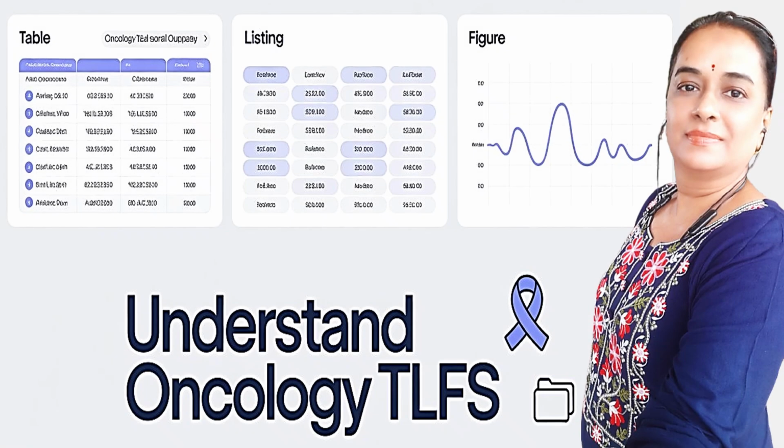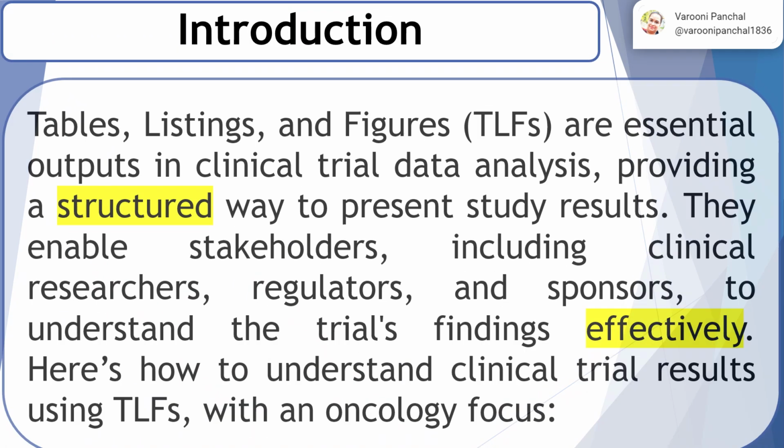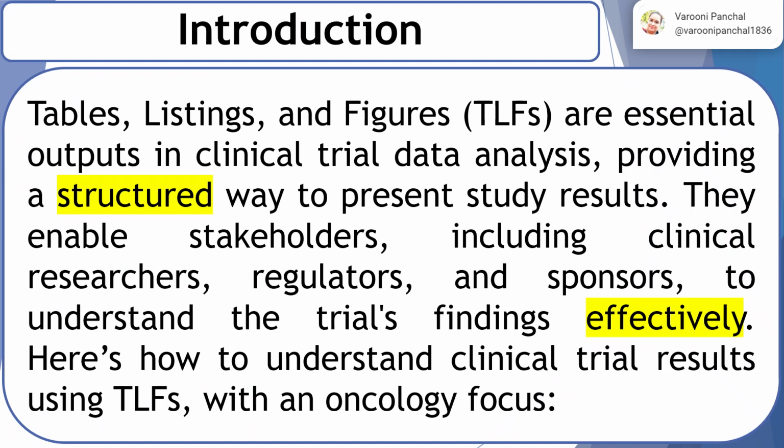Let's understand oncology table listings and figures. Introduction. Table listings and figures are essential outputs in clinical trial data analysis, providing a structured way to present study results. They enable stakeholders, including clinical research, regulators, and sponsors, to understand the trial's findings effectively.